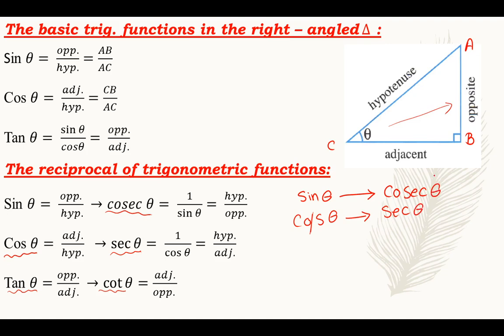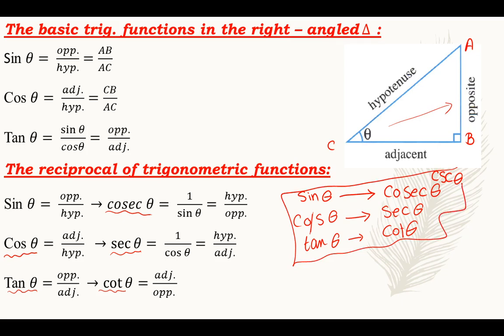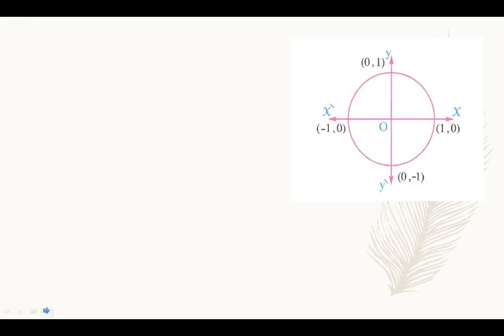Here is another way to write cosec theta: CSC. And the reciprocal of cosine is sec, and the last one, the reciprocal of tan theta, is cotan theta. You have to memorize it very well. He will ask you about the reciprocals of the trigonometric functions. Okay, let's go to another idea.